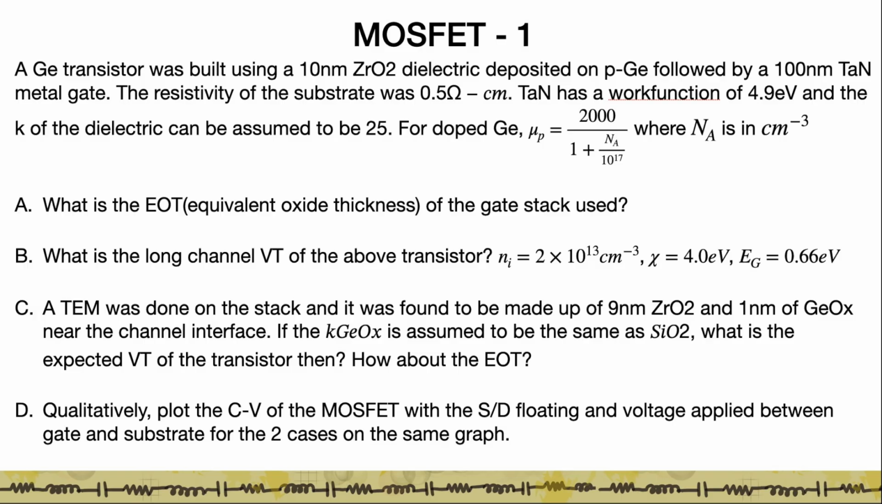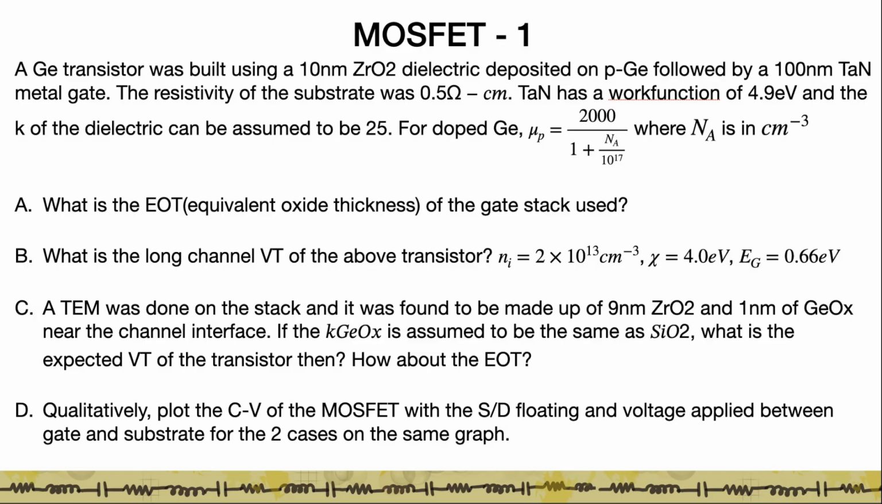A. What is the EOT, or the equivalent oxide thickness, of the gate stack used? B. What is the long channel Vt of the above transistor? Ni is 2e13 per centimeter cube. The electron affinity is 4.0 electron volt, and the Eg of germanium is 0.66 electron volts.